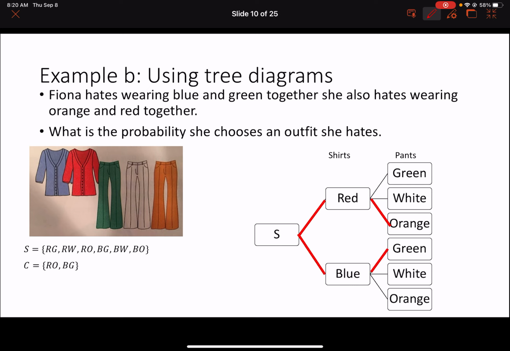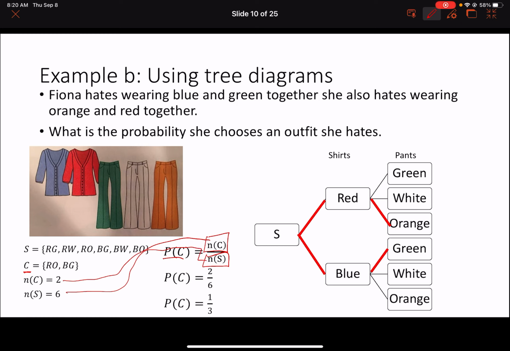So we have our, we called it C. Actually, I called it C in this example for some reason. So N of C is 2. N of S is 6. So probability of C is NC over NS. We have all our numbers. We have 2 for NC and 6 for NS. So the probability of choosing something she hates is 1 over 3.